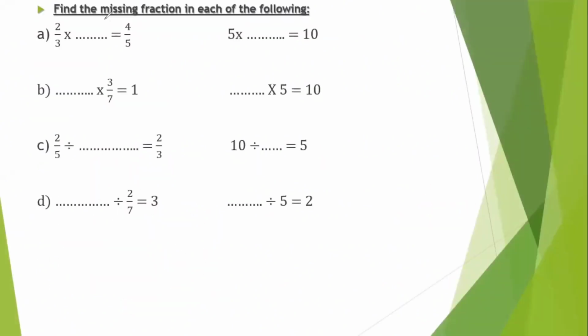Find the missing fraction in each of the following. If I get the question like this: 2 over 3 times what equals 4 over 5, and I have a missing number here. Let's remember, if I have 5 times what equals 10, what do I do to get the missing number? I would do 10 divided by 5, and the answer will be 2.